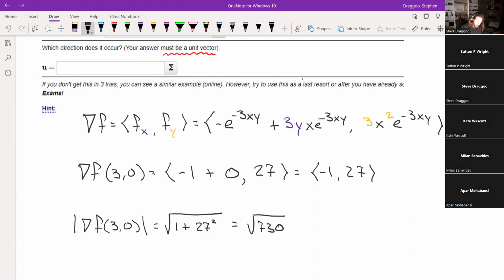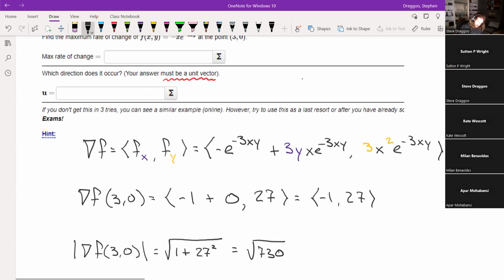So now we have all the pieces in play to answer the original questions. The maximum rate of change is the magnitude of that gradient. So our maximum rate of change should be a scalar value, not a vector. And that maximum rate is just square root 730. Think of maximum rate of change as like your max speed. Your speed's not a vector, it's just a number.